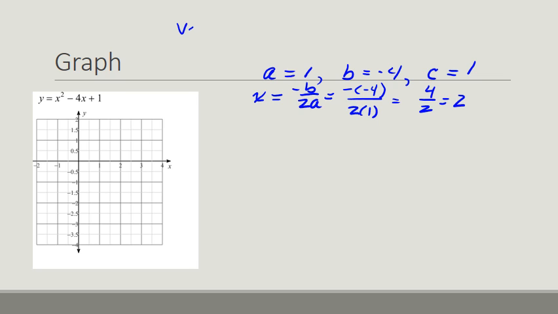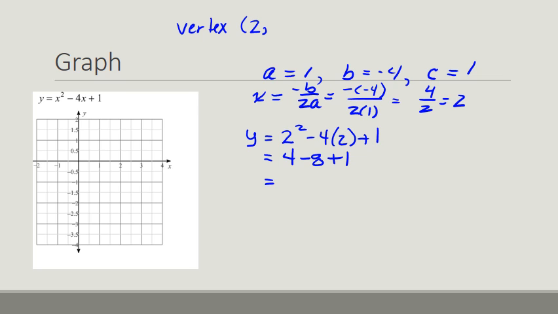So my vertex right now is 2 and something. So I'm going to plug it in for x. So y equals 2 squared minus 4 times 2 plus 1. So 4 minus 8 plus 1 will give us 4 minus 8 is negative 4, plus 1 is negative 3. So our vertex is 2, negative 3.